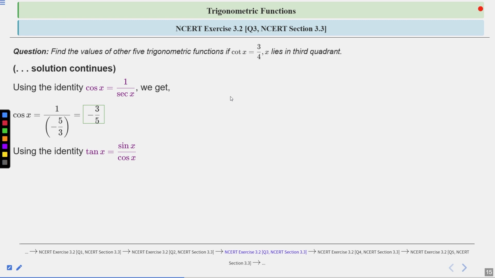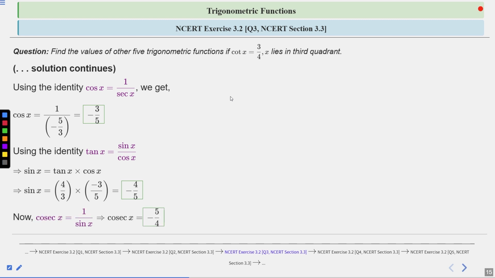Now, using the identity tan x equal to sin x upon cos x, sin x will be tan x into cos x. Therefore, sin x is equal to 4 upon 3 into minus 3 upon 5, which is equal to minus 4 upon 5.